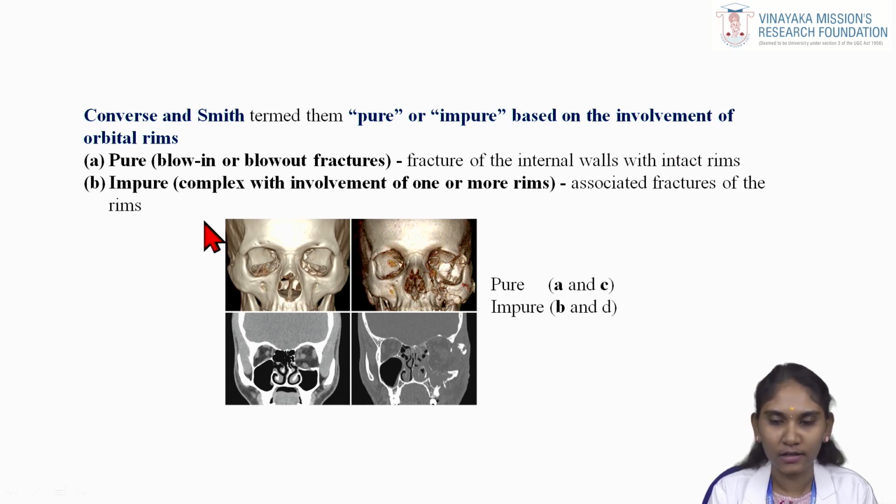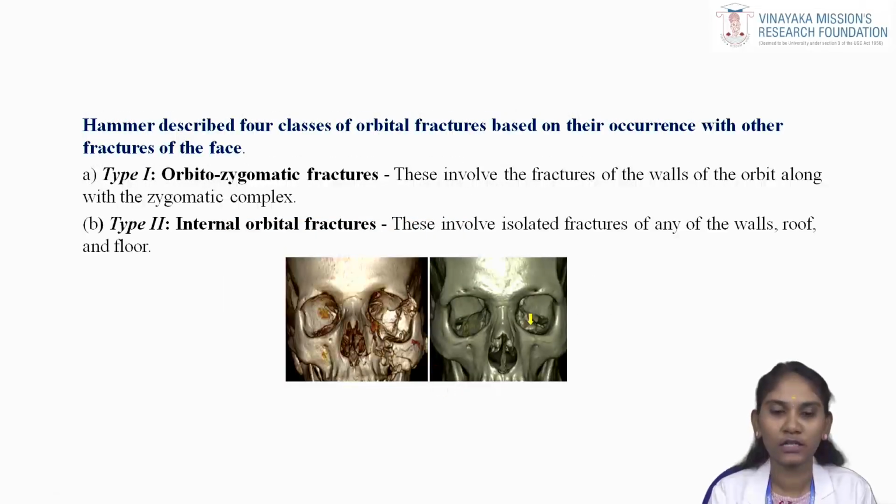Whereas in the impure fracture, there will be a complex with involvement of one or more rims, with associated fractures of the rims. Can you see the diagram? In the picture, pure is A and C and impure is B and D. Then the third classification was given by Hammer. He described four classes of orbital fractures based on their occurrence with other fractures of the face.